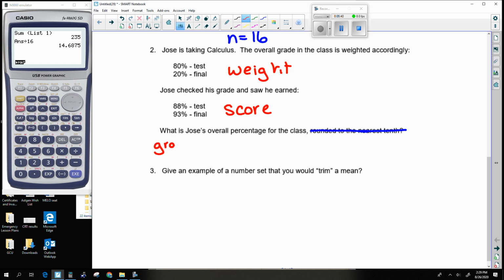So the grade is going to be the weights times the scores, or the score times the weight, I guess. So the tests scored 88 and they're worth 80% of the grade. And the final, the score was 93% and the weight was 20%. So that's the scores times the weights divided by just the weights.